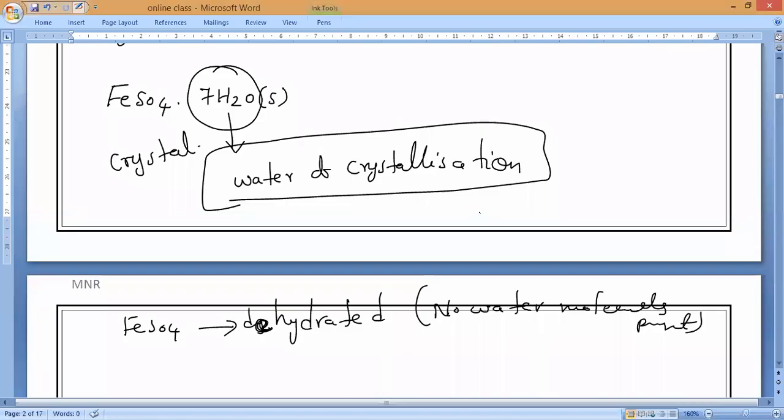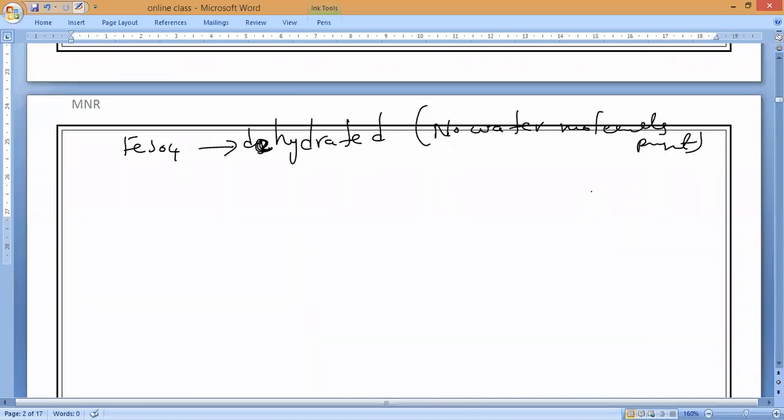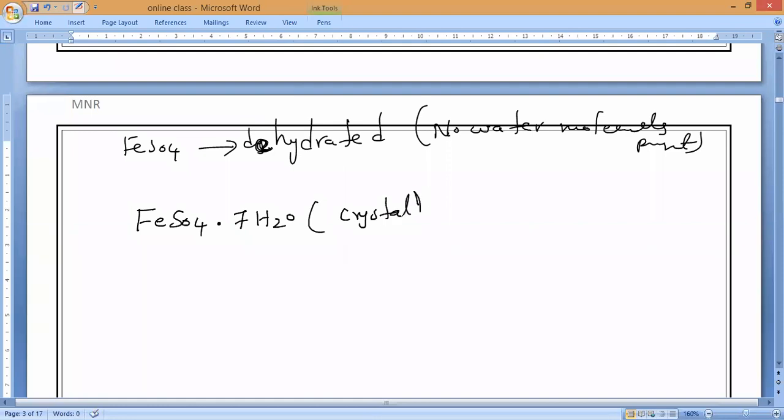Water of crystallization. Okay, so that is the reason. So here in this first chapter, this is the most famous equation and the most repeated equation in exams. So remember guys, whenever ferrous sulfate is in crystal state, it must have water molecules. Then only it will be in crystal state. Understand? If it does not have water and is only FeSO4, then it will be in powder state. Understand? So that you have to remember.